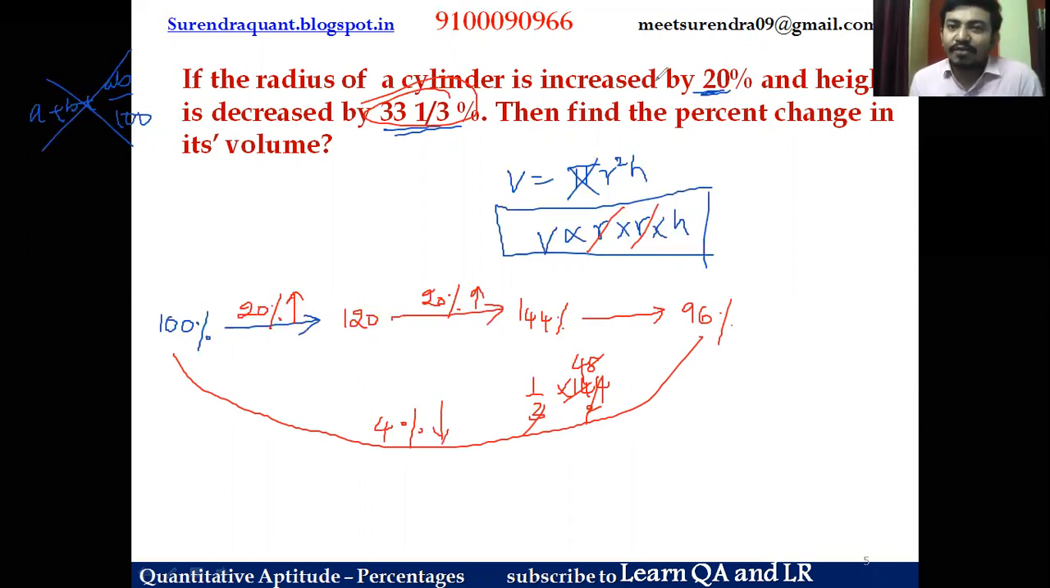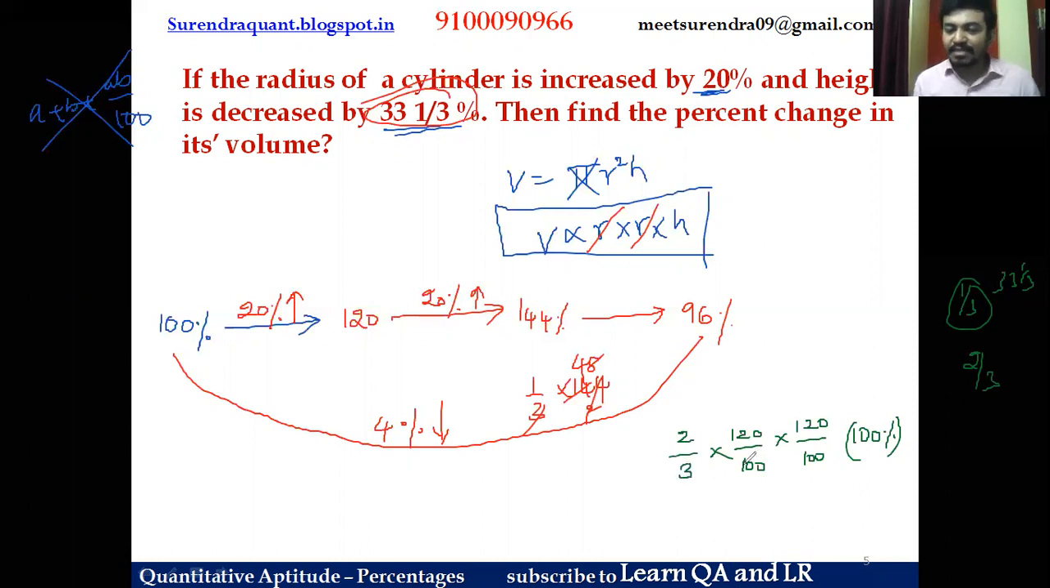Or else, if you want to go for the multiplying factors model, let's see that. So 100% is the volume. Radius increases by 20%. It becomes 120%, friends. And there is a second radius in the formula. Again, 20% increase, 120%. Friends, if height decreases by 1/3, 33 1/3% is 1/3, right? If 1/3 decreases, 2/3 of the value is present, right? So 2/3 of the value is present.